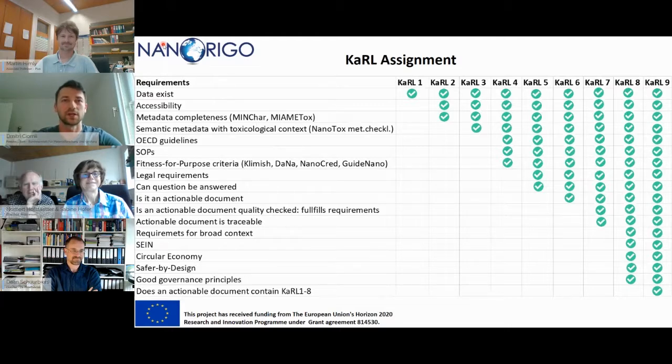So KaRL 5 was just a list of requirements, and then we gathered it and packed it in an actionable document. Okay, maybe some help here. So we would consider this as KaRL 6 because it is the information gathered in KaRL 5 and formulated in an actionable document, which in this case is a short report. Okay, now we can hopefully move further to a more complicated case.